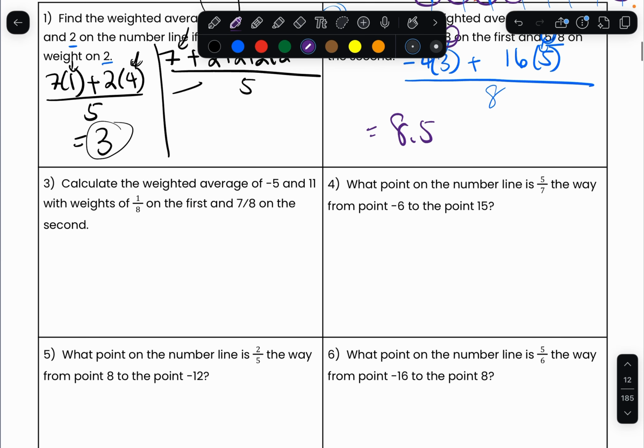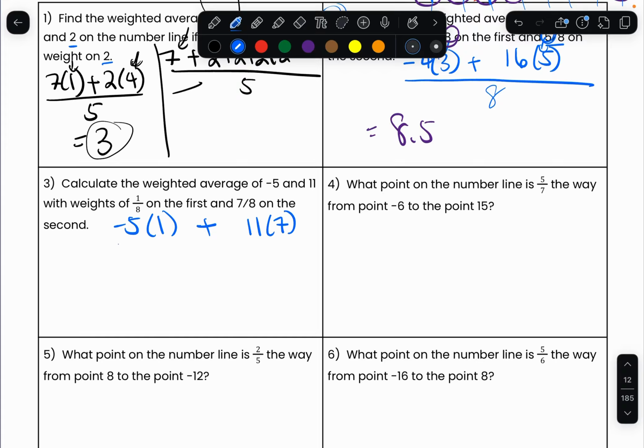Now, I recommend you try it on your own first, and then you can watch me do it. Okay, it says find the weighted average of -5 and 11. Let me go ahead and first write down -5 and 11. Now, it says 1/8 of the weight on the first. So this means if I have 8 numbers, one of them is going to be -5. So I'm going to do -5 times 1. Plus, well, 7/8 of the weight on the second. This means if I have a total of 8 numbers, 7 of those numbers are going to be 11. So I'm going to multiply 11 by 7.